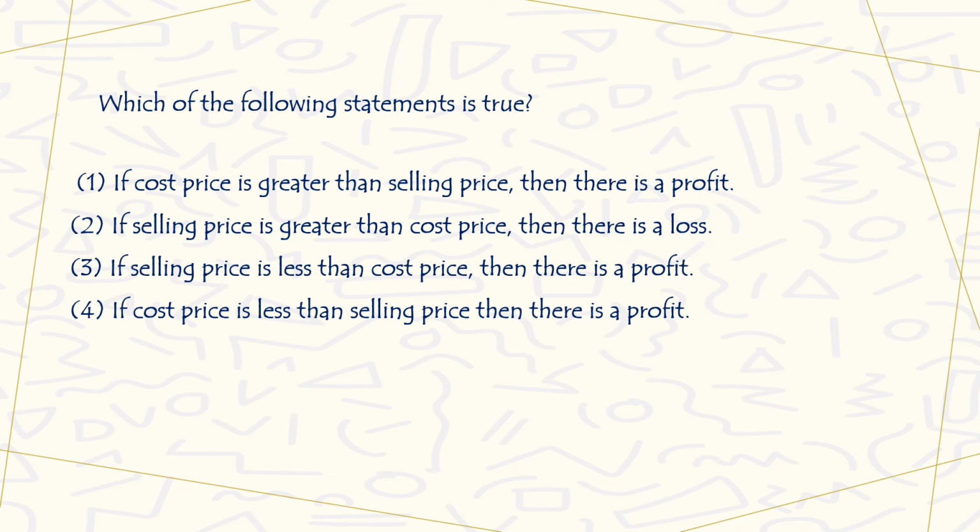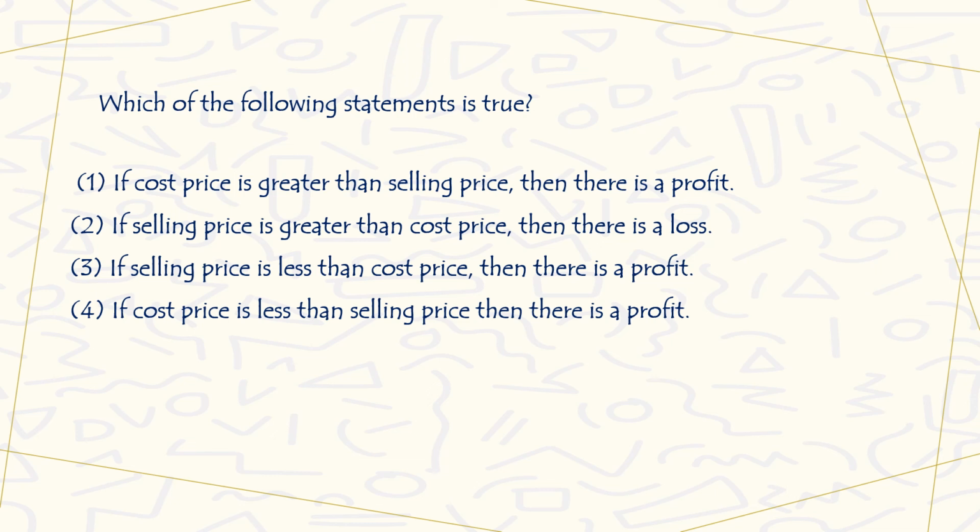And if cost price is more and selling price is less, then there is a loss. Okay? So profit and loss is understood. You just have to know proper English to understand these statements. It is saying which of the following statements is true. If cost price is greater than the selling price, then there is a profit. Is it true or wrong?